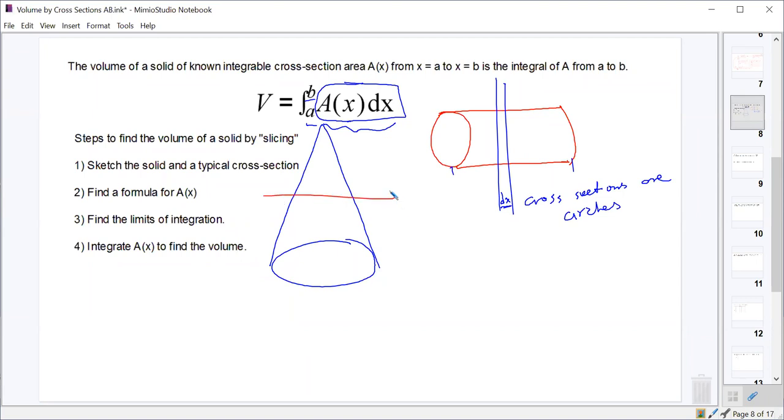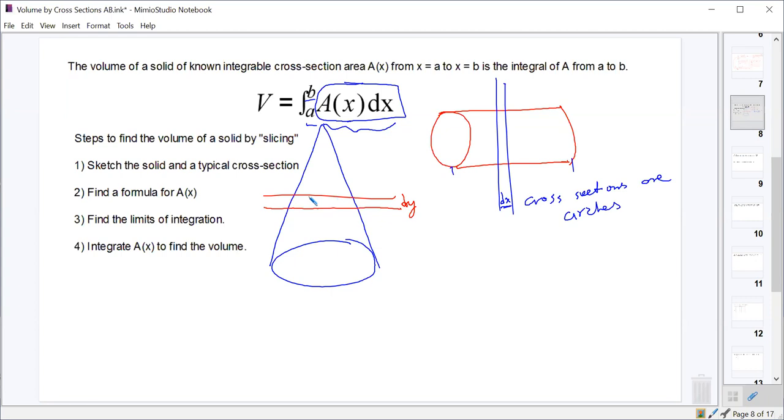But what if I sliced it this way and opened it up? What would the cross section look like? Circles. They'd look like circles, right? And if I were to have a very, very thin circle that I sliced out of here, what would its thickness be this time? dx? dy. Well, this time it would be dy because we're now moving up and down in the y direction. But we're still going to get a cross-sectional circle like this.